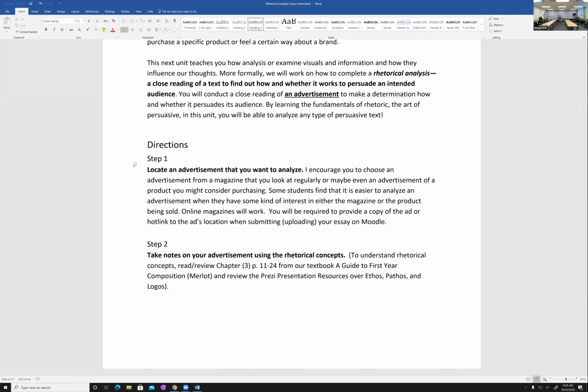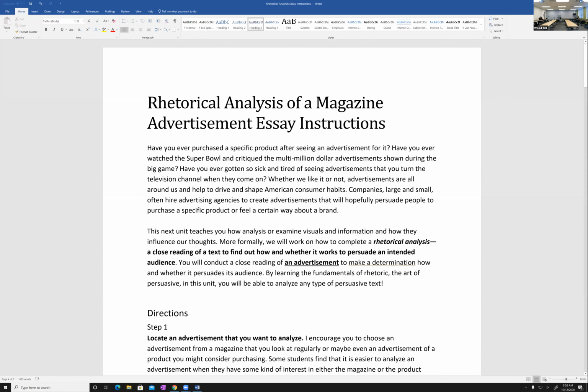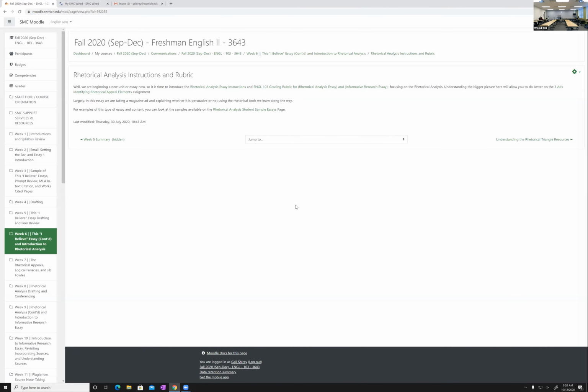Oh, okay. All righty. So again, this is on our Moodle page. So it's all right there with rhetorical analysis, essay instructions. My recommendation is you print it out and have a copy of it with you as you are working so you know all the elements. But if you don't want to print anything, that's fine. It's always there for you.